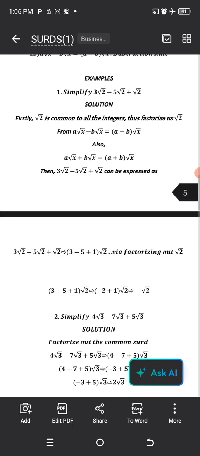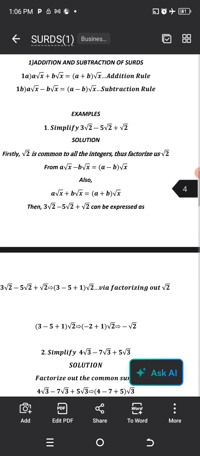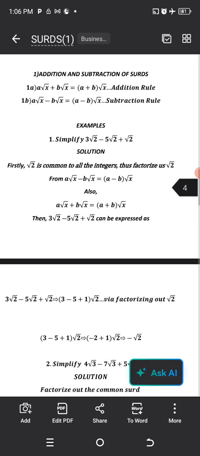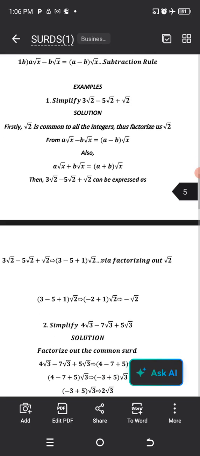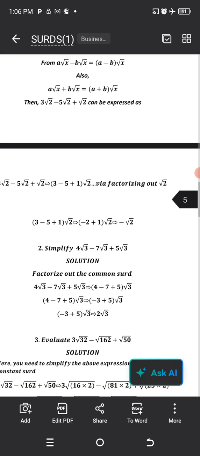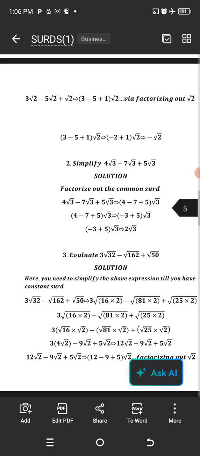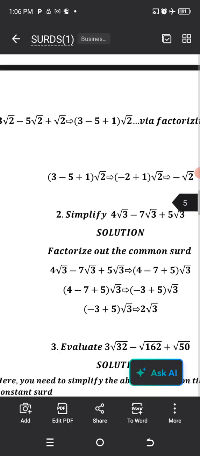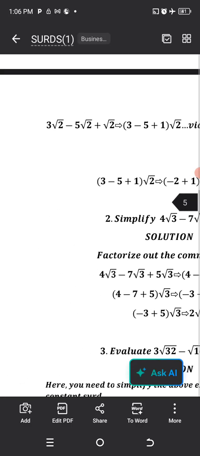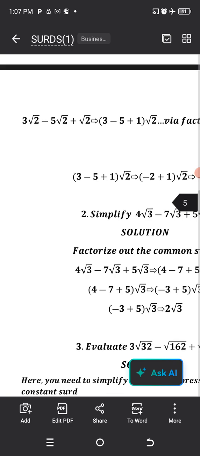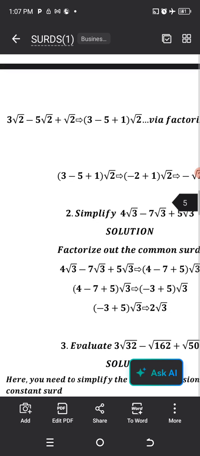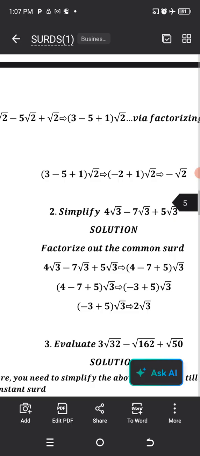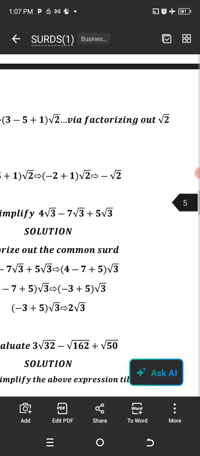From the first and the second rules of surds, sure you get. So that's what that place is trying to say. Then we can rewrite the expression by factorizing root 2. So here you can see this expression, 3 root 2 minus 5 root 2 plus 2 root 2. We factorize out that root 2, and that is what you are seeing after the implication symbol: inside the parentheses 3 minus 5 plus 2, everything multiplied by root 2.